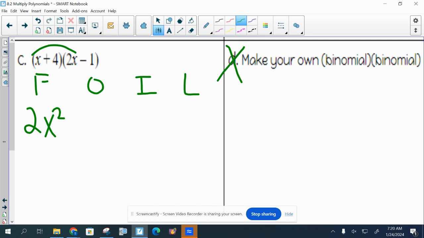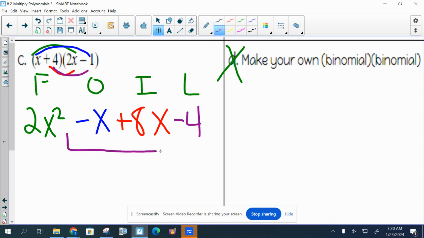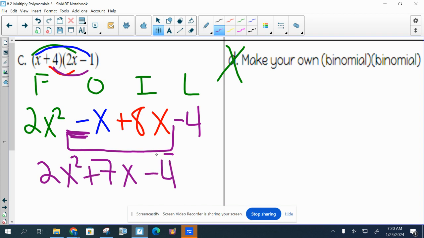Your outer term would be x times negative 1, so negative x. Your inner terms would be 4 times 2x, which is 8x. And your last term would be 4 times negative 1, so minus 4. If you do negative, make sure you include the negative sign in front. Negative 1 plus 8 is 7x. So then you have 2x squared plus 7x minus 4. So there is the answer.